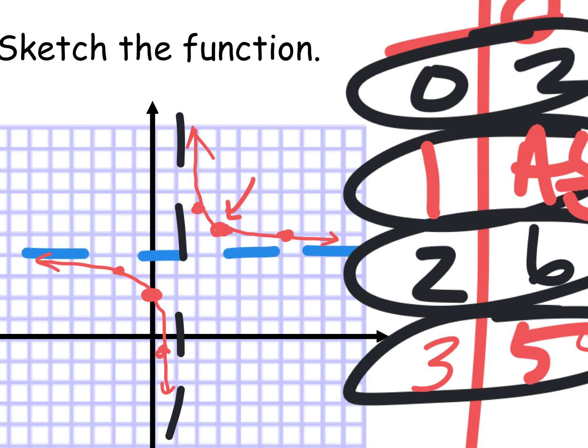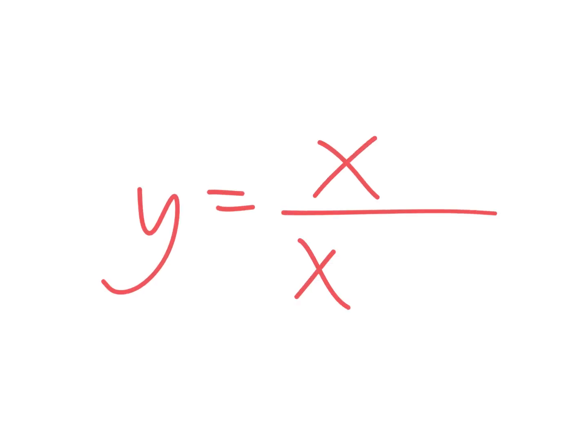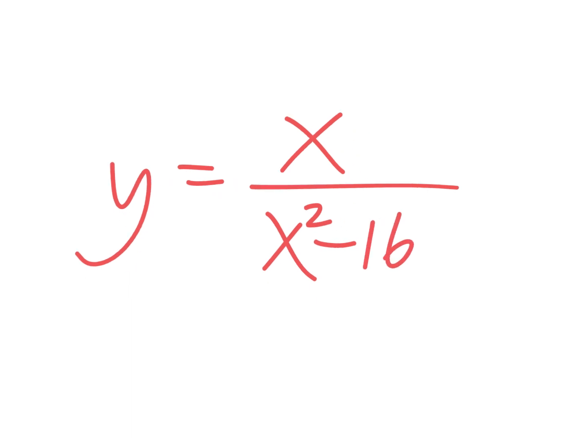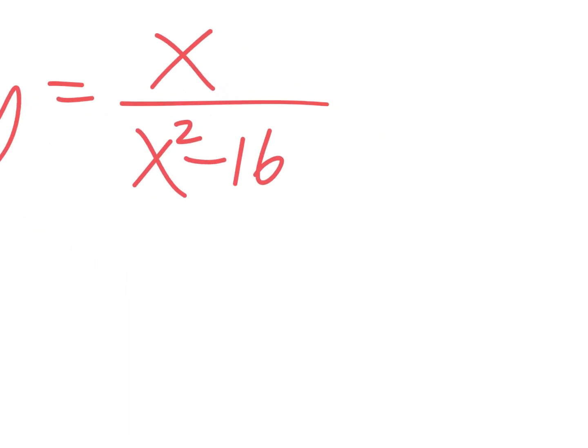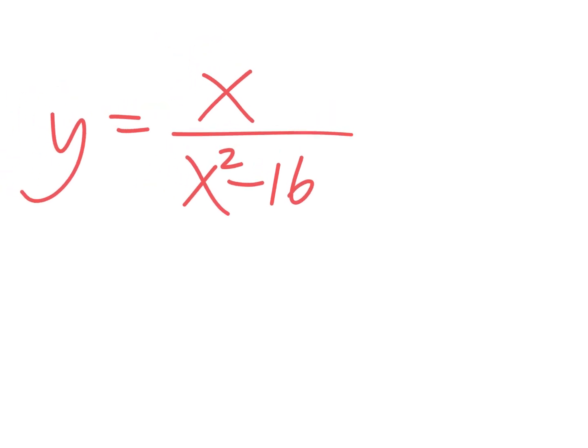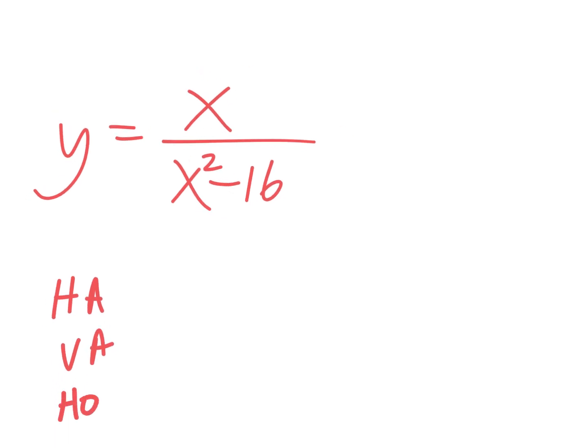Okay, so do you feel like you understand rationals? If I give you a problem like this, it's different than all the other ones we've graphed. Can you still tell me the horizontals and the verticals? And if there's a hole, because the hole could really mess you up.